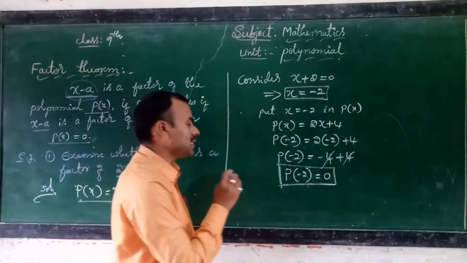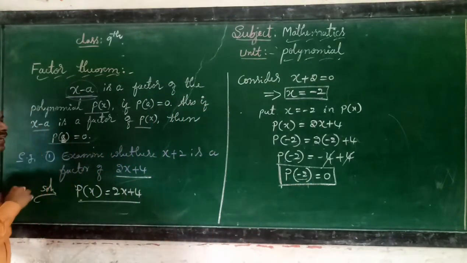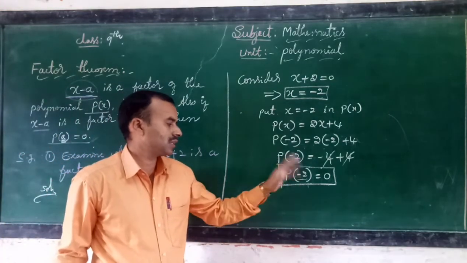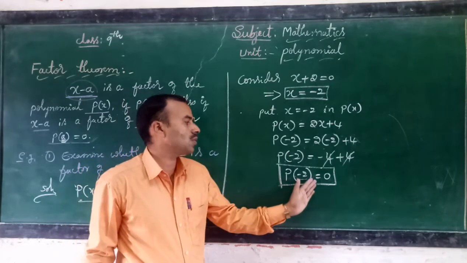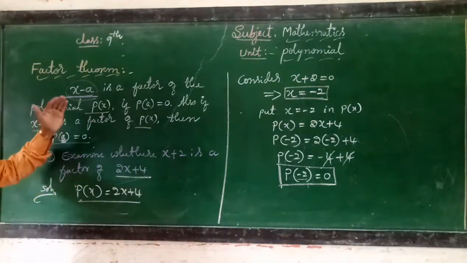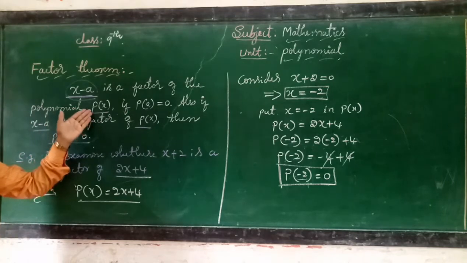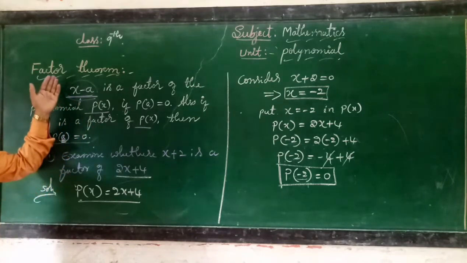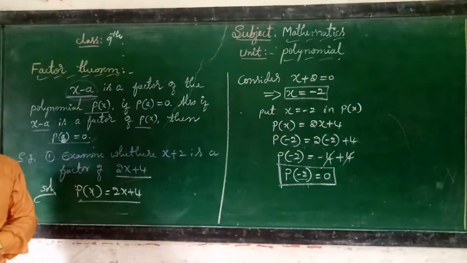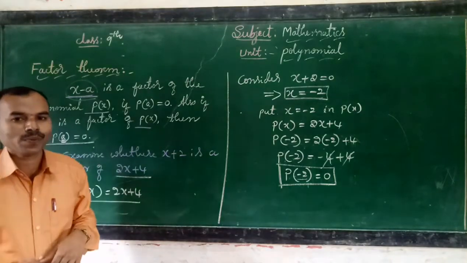In the statement, instead of minus 2, a is there. In general we write a. There may be a number, real numbers, minus 2, 1 by 2, etc. P of minus 2 is equal to 0. So the factor theorem says, if x minus a is a factor of the polynomial p of x, means if g of x is a factor of the polynomial p of x, the remainder should be 0. The remainder in general form is p of a equals 0.